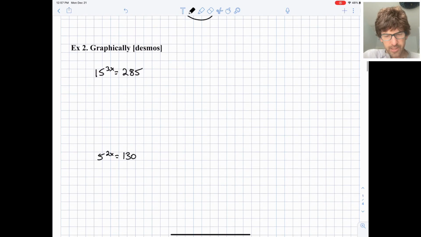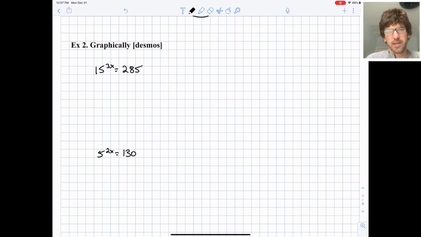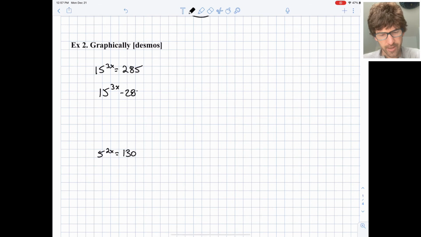The second strategy here is solving these graphically, and I'm going to show you a couple different strategies on Desmos, both of which are essentially equivalent. For the first one, I'm going to show you how you can do this if you were to try to find x-intercepts. I focus on x-intercepts a lot when we're solving polynomials, so I want to make a connection here for that. So let's subtract 285 from both sides for this first one. So we have 15 to the 3x minus 285 equals 0.